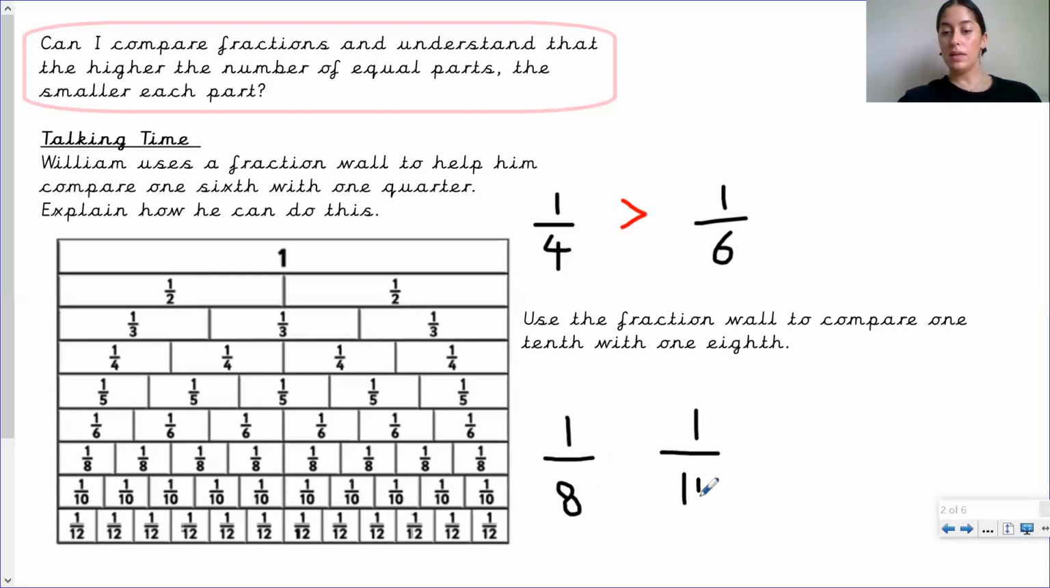Pause the video. Can you put the correct sign in between these two to compare them? Okay, so I know that if my denominator is bigger, the number of equal parts are smaller. As we can see here, 1/10 is smaller than 1/8. So 1/8 is therefore larger than 1/10.